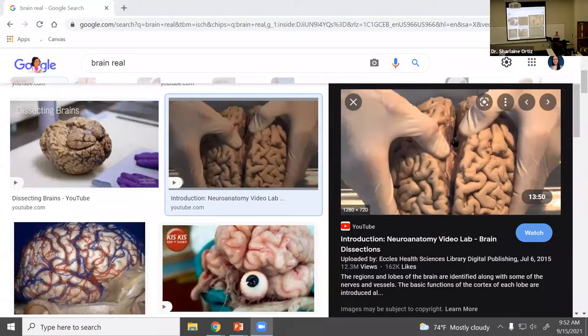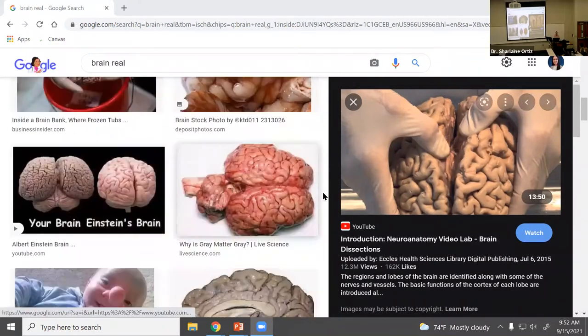So this structure here is what I am referring to, the corpus callosum. Notice that it's a very thick fibrous membrane that is going to connect each side of your hemispheres. Why do we need that type of connection?